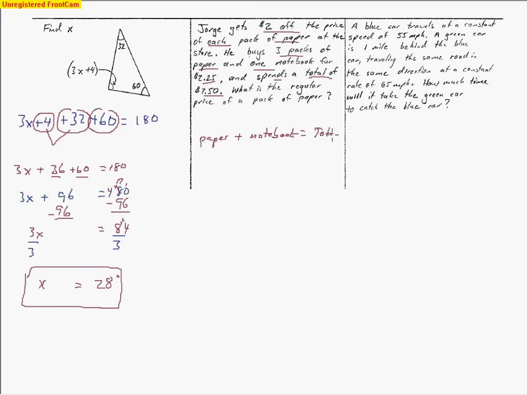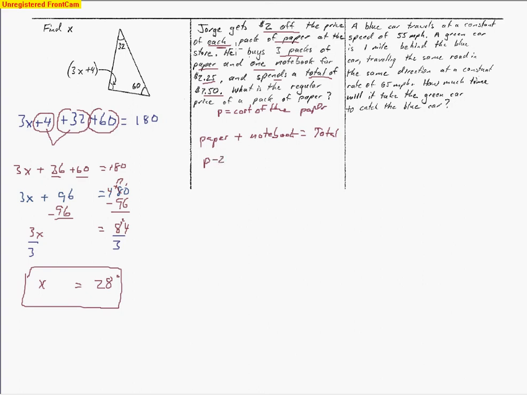So let's try filling in what we know. We're going to have an expression for the paper. There's a lot going on with that. So $2 off the price of each pack of paper. Each pack of paper means that we're going to start with the paper. P is our unknown for paper. P equals the cost of the paper. So we'll start with that, and we're taking away $2.